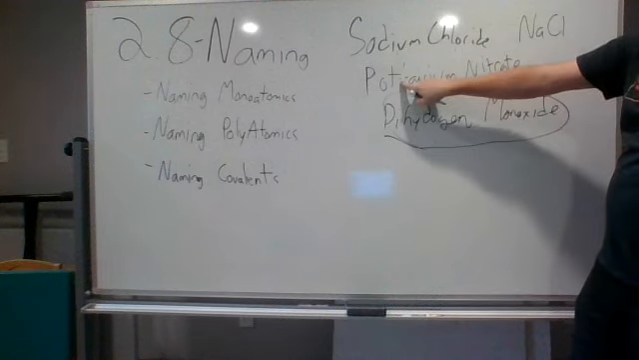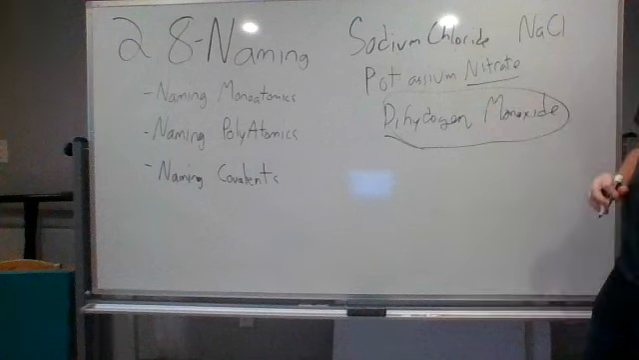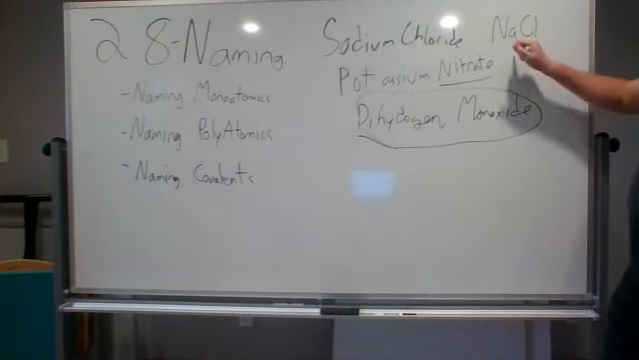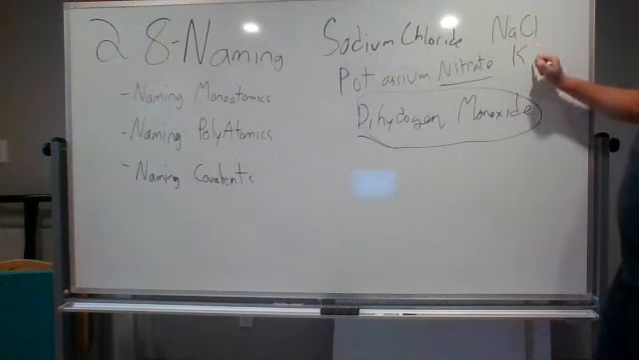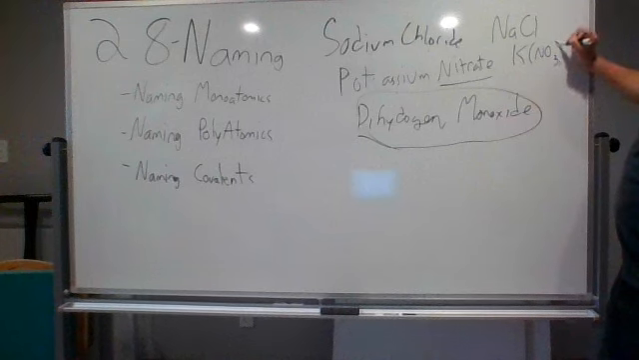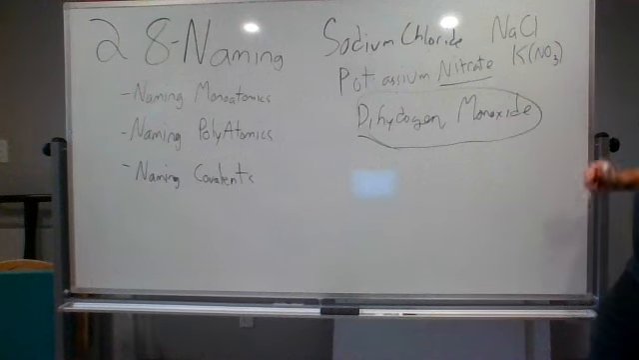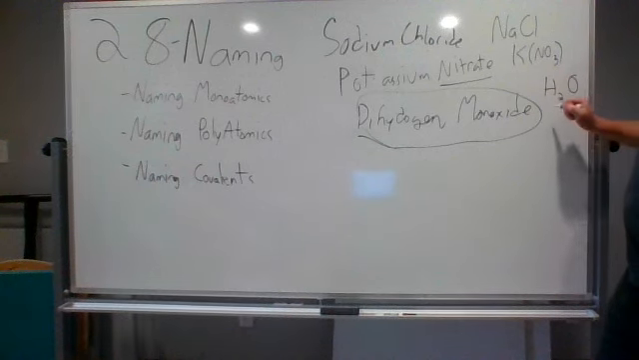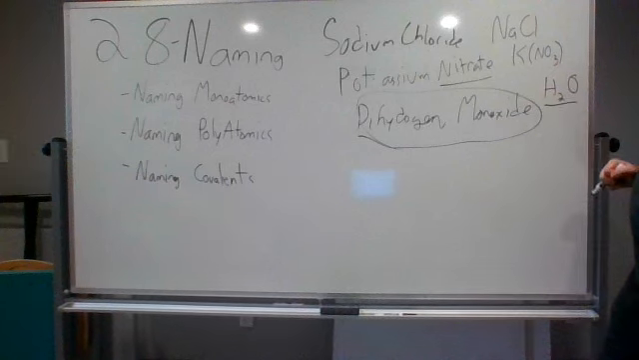And yes, there is supposed to be 1 T in potassium. I don't know why I put 2. And I'm going to put the parentheses here, but if it's just 1, you wouldn't really need them. Nitride, dihydrogen monoxide. Wait, that's just water.